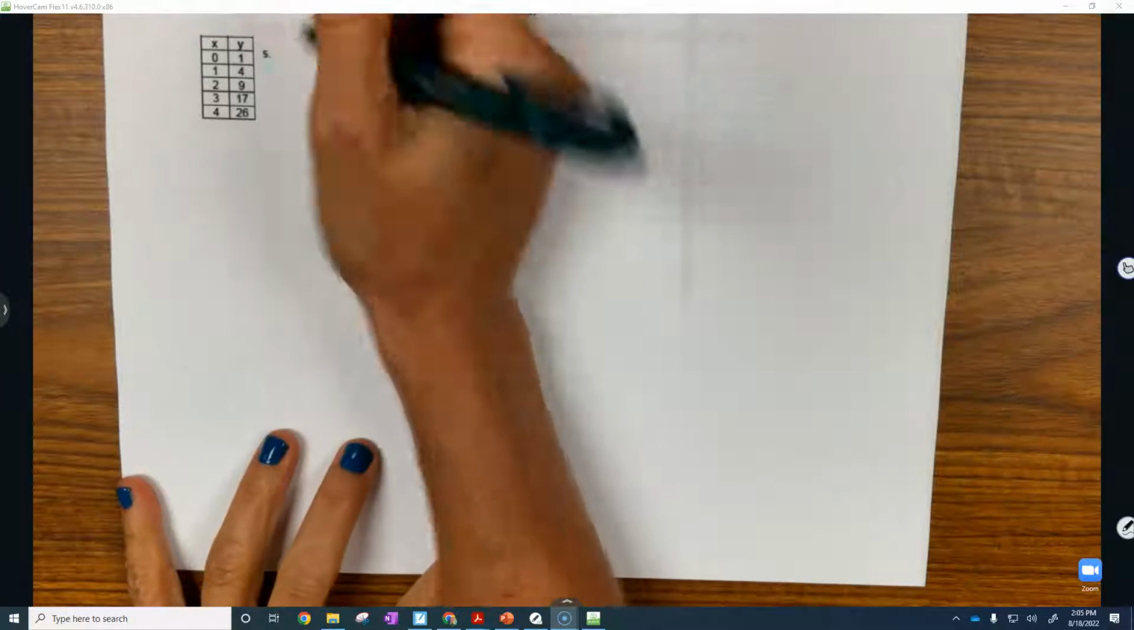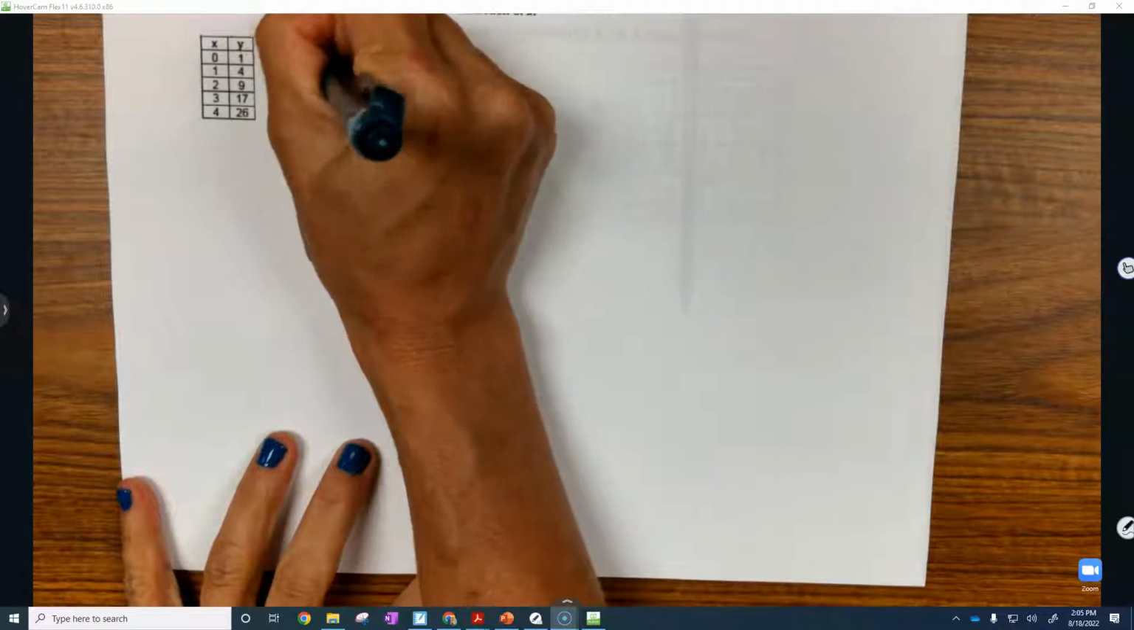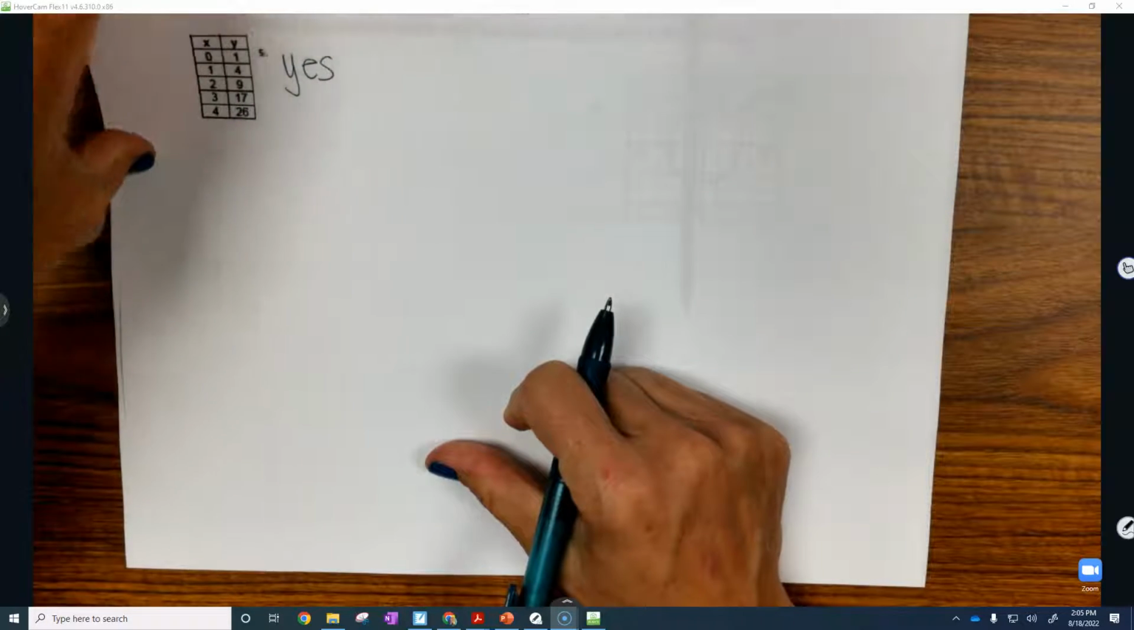Look at your x's. Do any of them repeat? None of them repeat. It is a function, yes. All right, moving on.